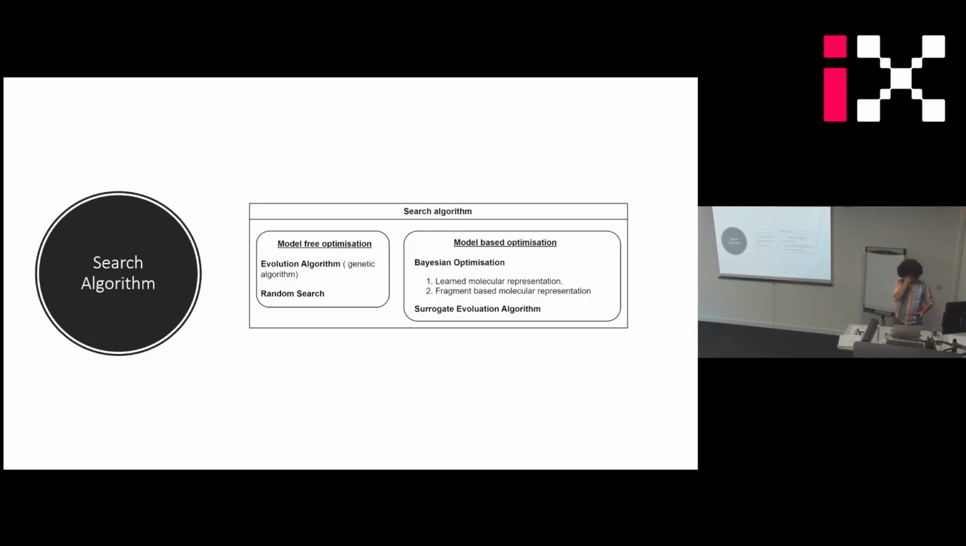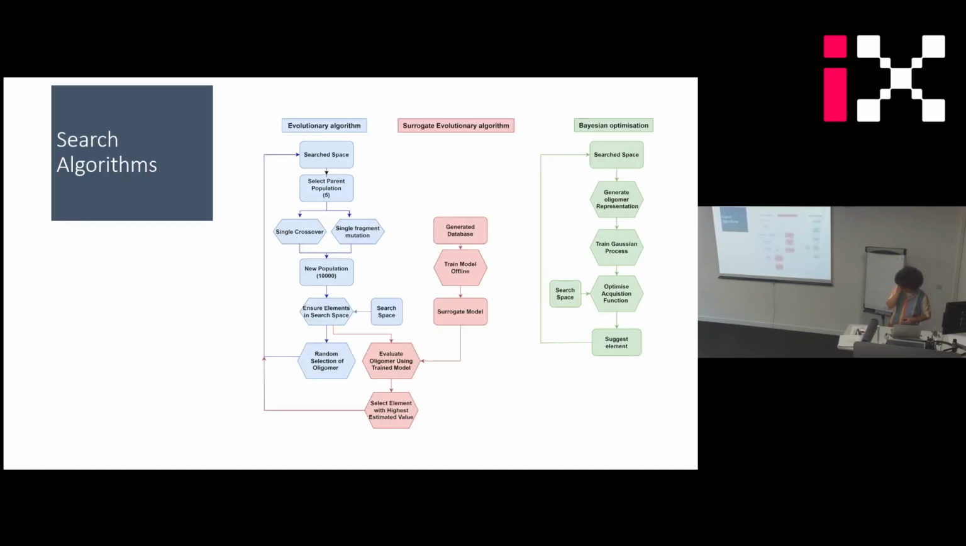The search algorithms I've looked into are, one, heuristic approaches, evolution algorithm or random search, and two, model-based approaches. One is Bayesian optimization, and the other is using a surrogate model inside of your evolution algorithm. I'm going to go through those in slightly more detail here.